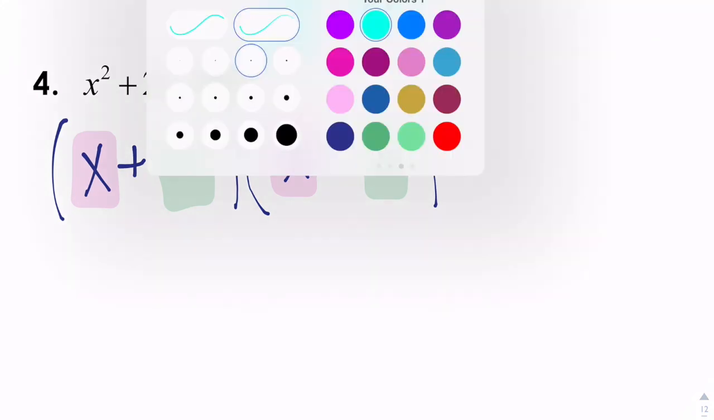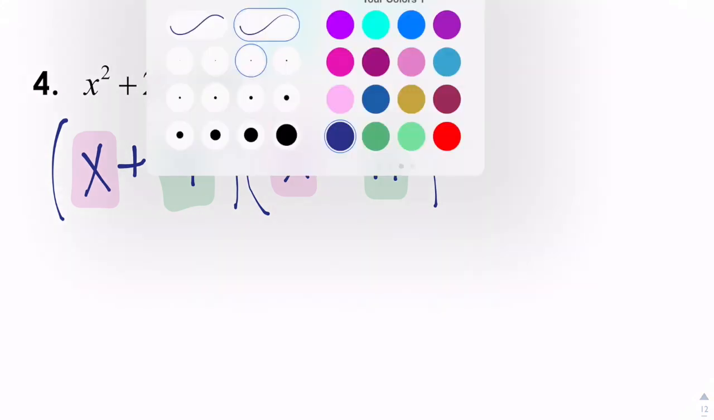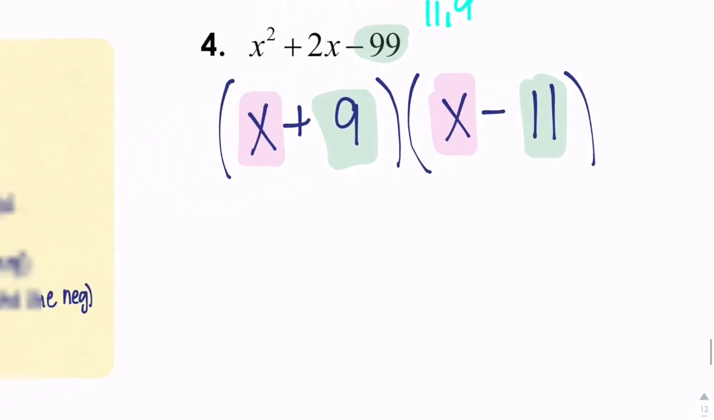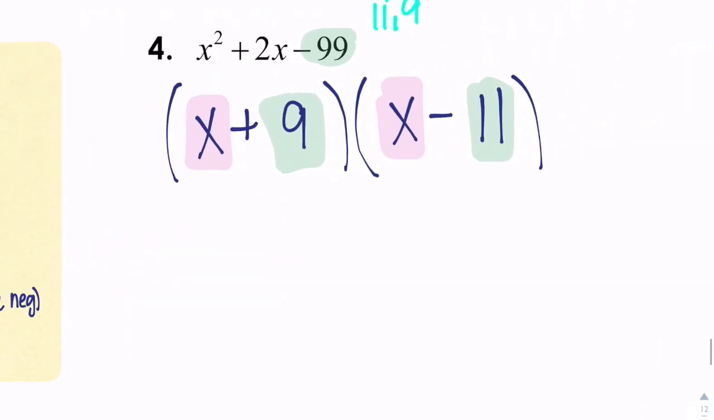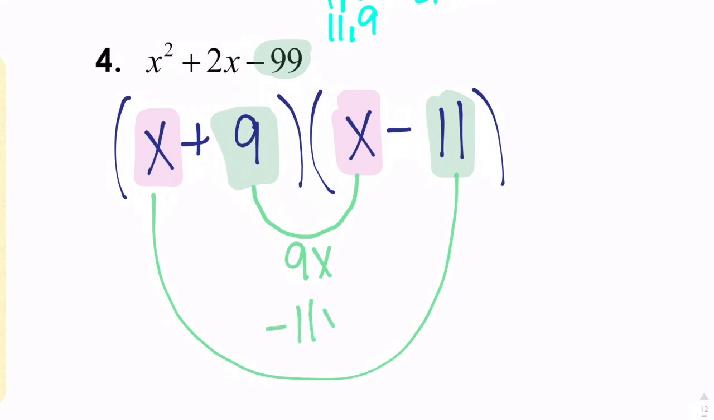So let's try 11 and 9. If I put that in here, now all that works, right? First times first makes first. Last times last makes last. I just have to check this middle term first. Does this middle term work? So when we multiply this, what's positive 9 times x? 9x. Let's multiply this pair. Negative 11 times x is negative 11x. And when we add these together, 9 plus negative 11 is negative 2x. Is that exactly what we need? No, but it's close.